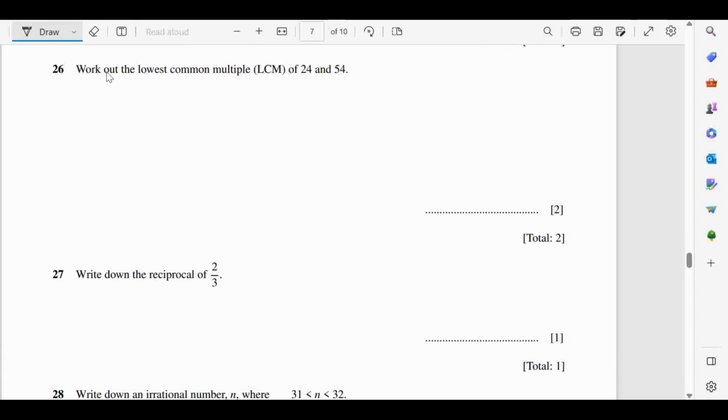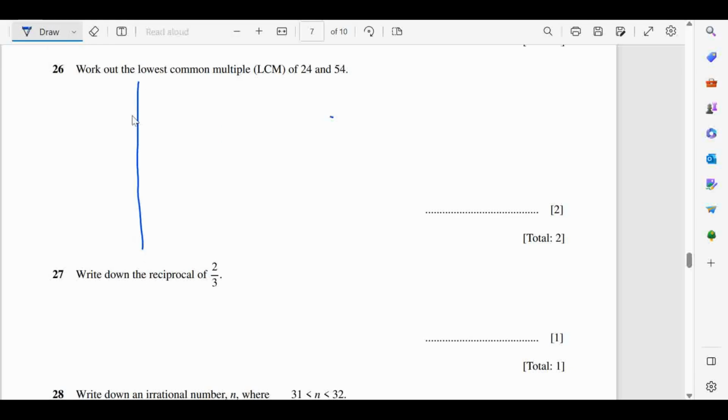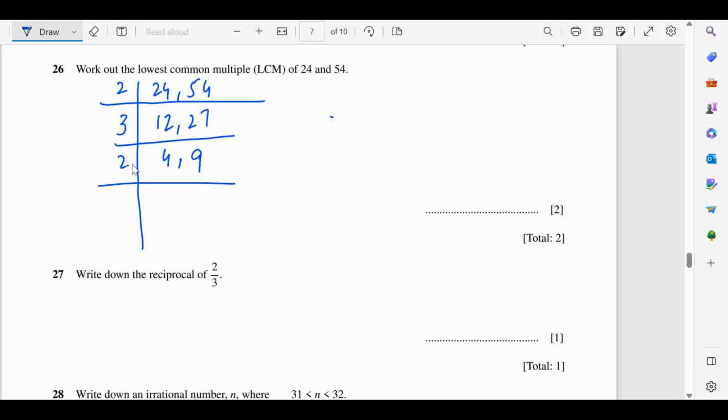Question number 26. Work out the lowest LCM of 24 and 20 and 54. So we can see that 24 and 54. We can take the LCM like 2, 12, and then 2 2s are 4 and 2 7s are, and then we can use the table of 3. This will be 4s are and 3 9s are. Then we can take the table of 2, then the table of 2 again, then 3 and then 3 again.